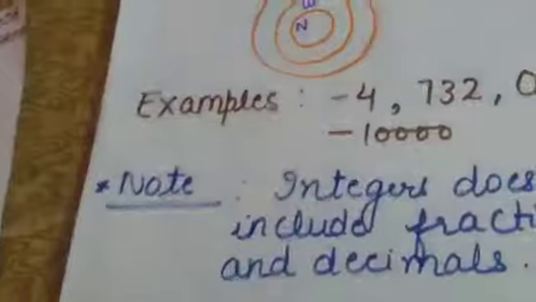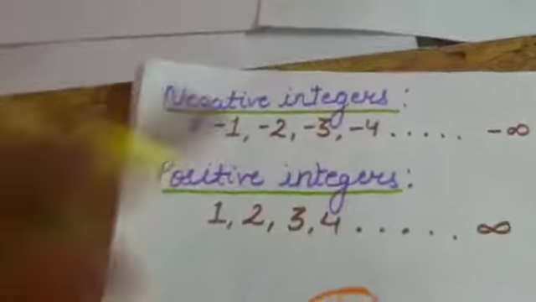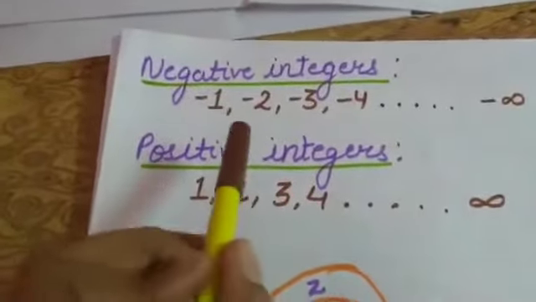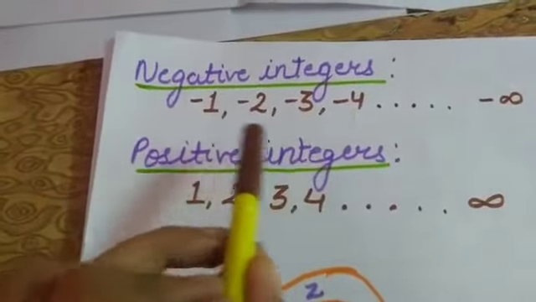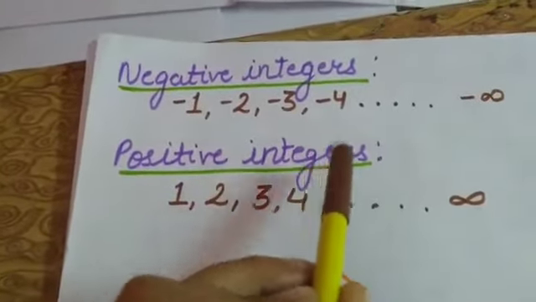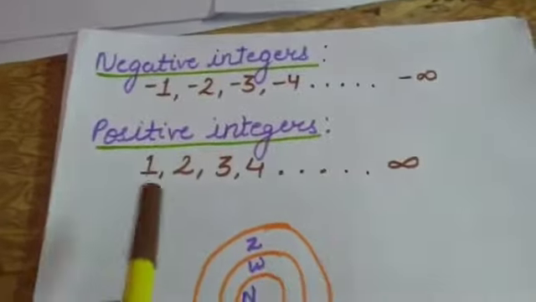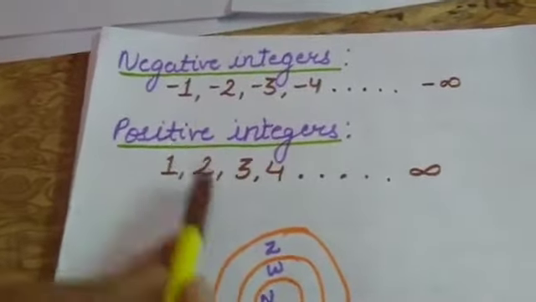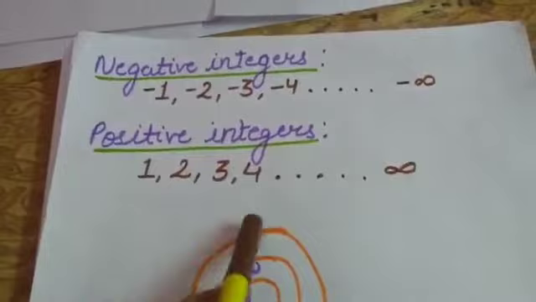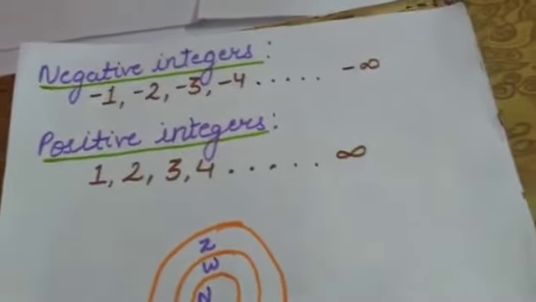So on the basis of the number line, we can conclude that negative integers are -1, -2, -3 and so on. Same for positive integers: 1, 2, 3, 4, these are our positive integers.